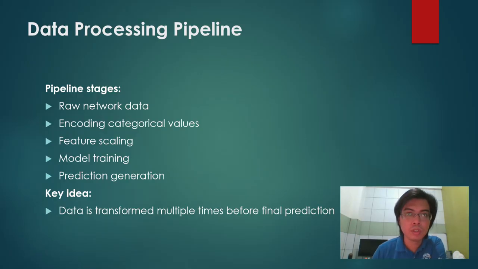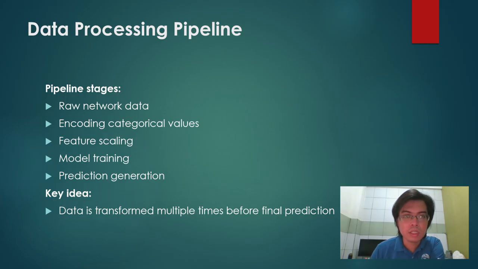In this section, we show the data processing pipeline for the system. It starts with raw network data, which contains both numerical and categorical features. Next, categorical values are encoded into numbers so that the model can understand them. After that, feature scaling is applied to normalize all values into a consistent range.